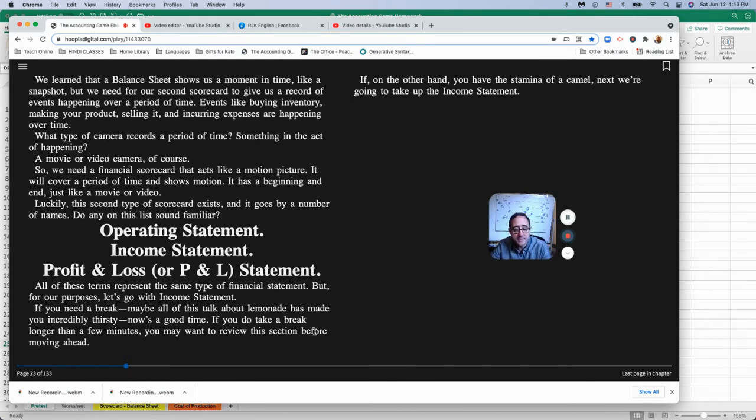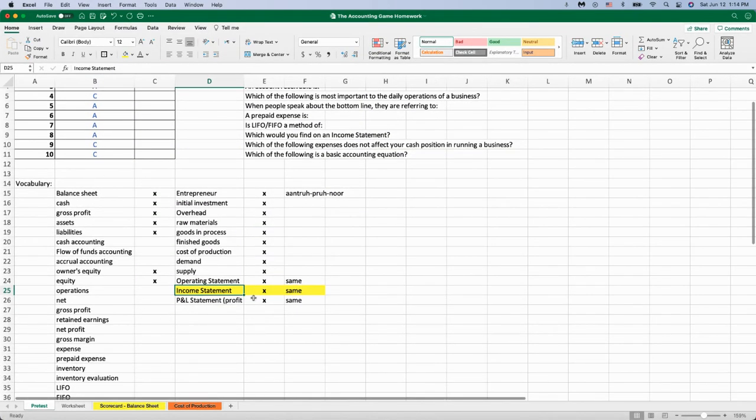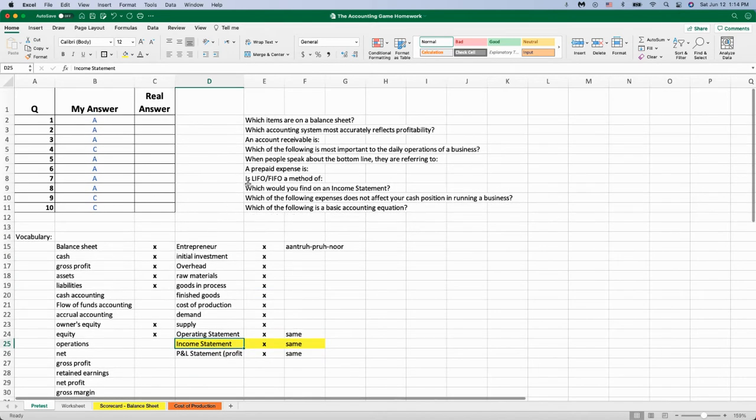All of these terms represent some type of financial statement. We're going to call it an income statement. So this has been a lot. You've learned a lot. We've learned all of this vocabulary. We haven't gotten into LIFO and FIFO. There's other things to get into.